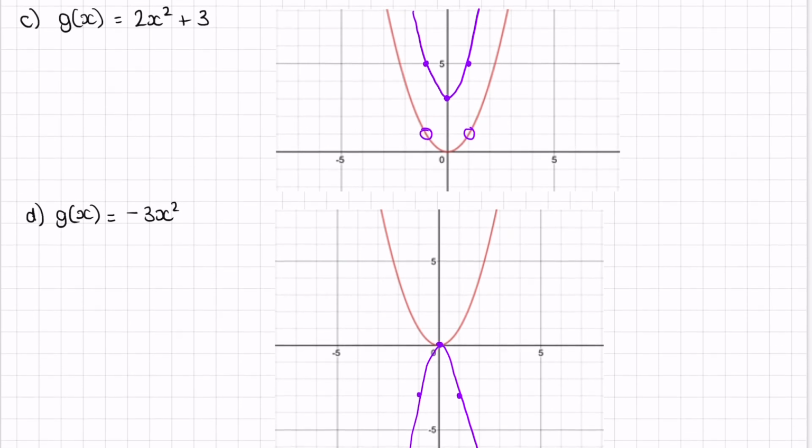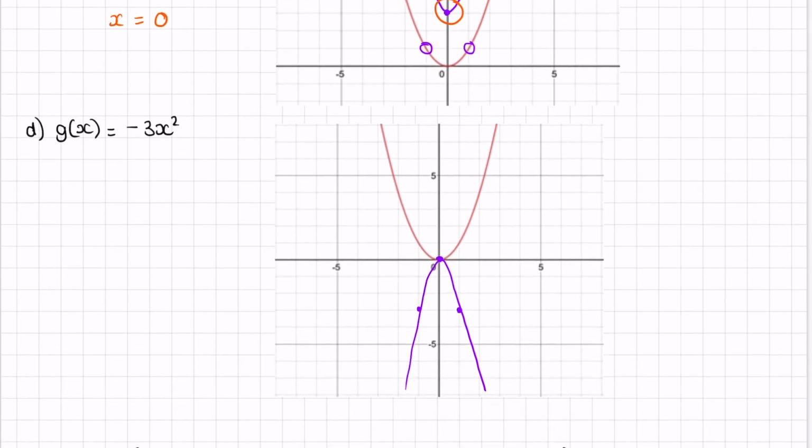Oh, and I forgot to do the axis of symmetry and vertex for part C as well. So the vertex of part C is at this one here, so it'll be at 0, 3. Axis of symmetry will be when x equals 0. And then for part D, our vertex is still going to be this point here. It will be a maximum. So our vertex will be at 0, 0, and our axis of symmetry will be at x equals 0.